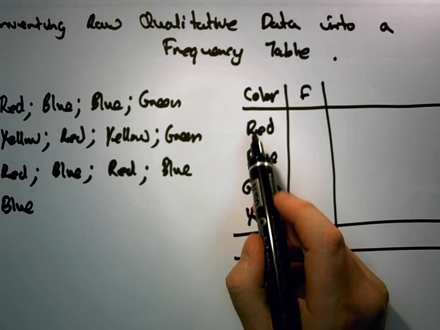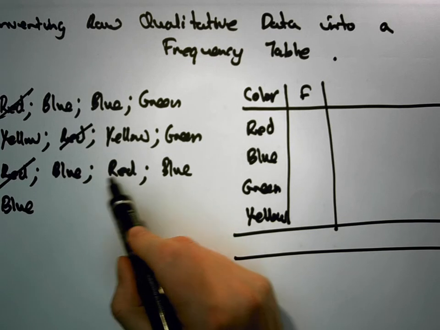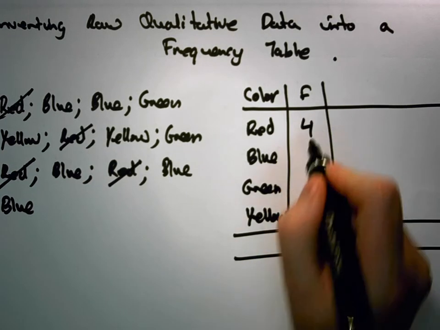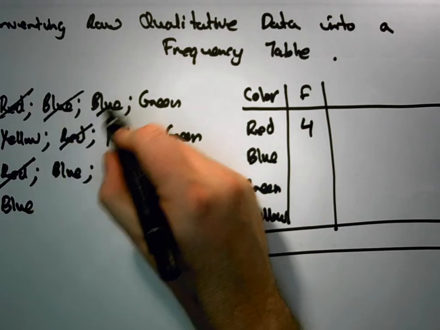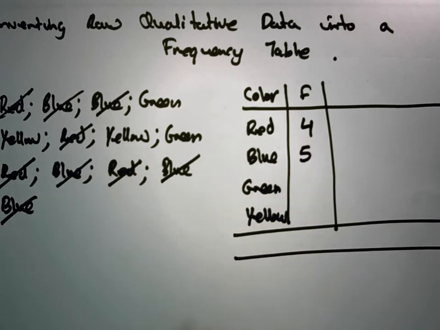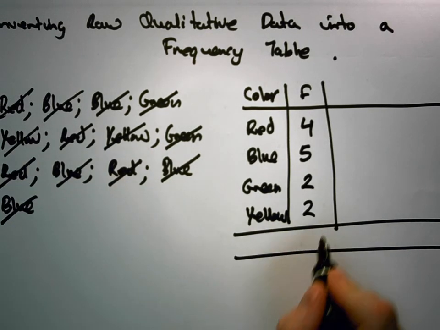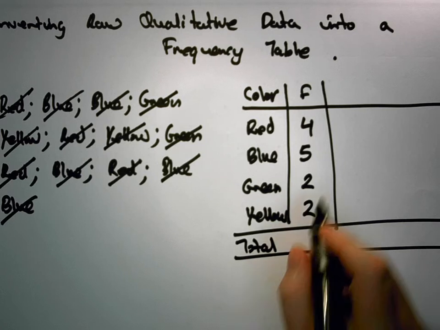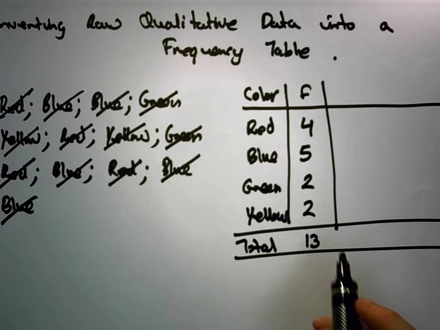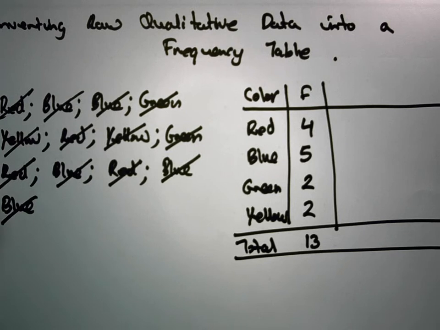Okay. So we can see that red occurred once, twice, 3 times, 4 times in this experiment. Blue occurred once, twice, 3 times, 4 times, 5 times in the experiment. Green occurred once, twice, and finally yellow occurred once, twice in the experiment, giving us a total of 13 observations. That is, we asked 13 people the question, what is their favorite color? Okay, and that's a simple frequency table.